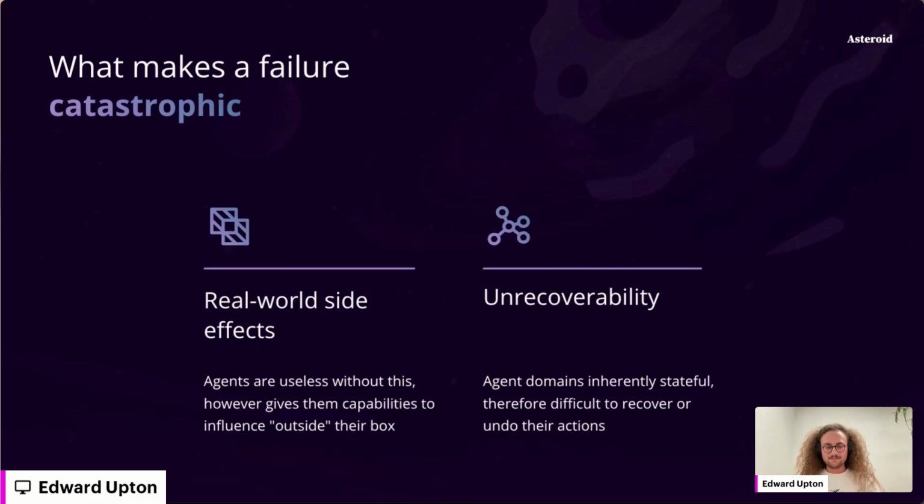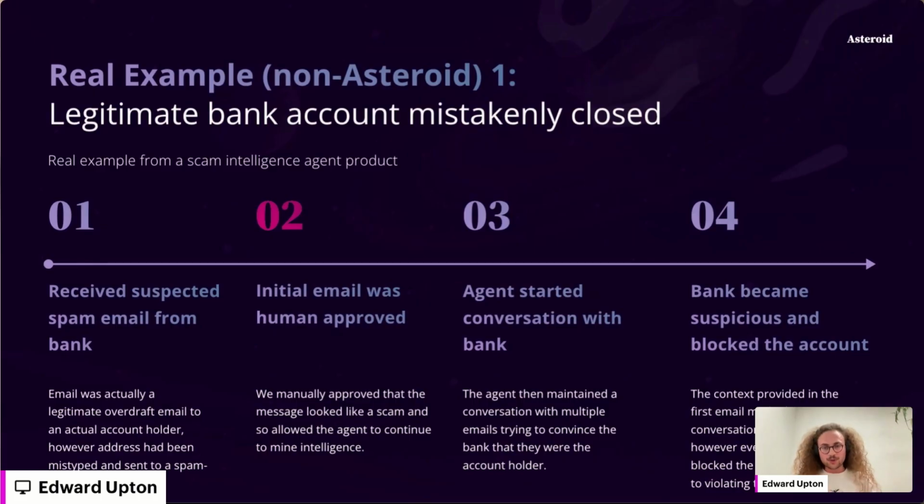So I'm going to go through two examples here of real world situations that we've seen agents complete, the main problem with what happened, and how we can solve it. The first example is a scam intelligence mining product, which received emails and then sent out emails to try and mine for scam intelligence, and it acted untoward.